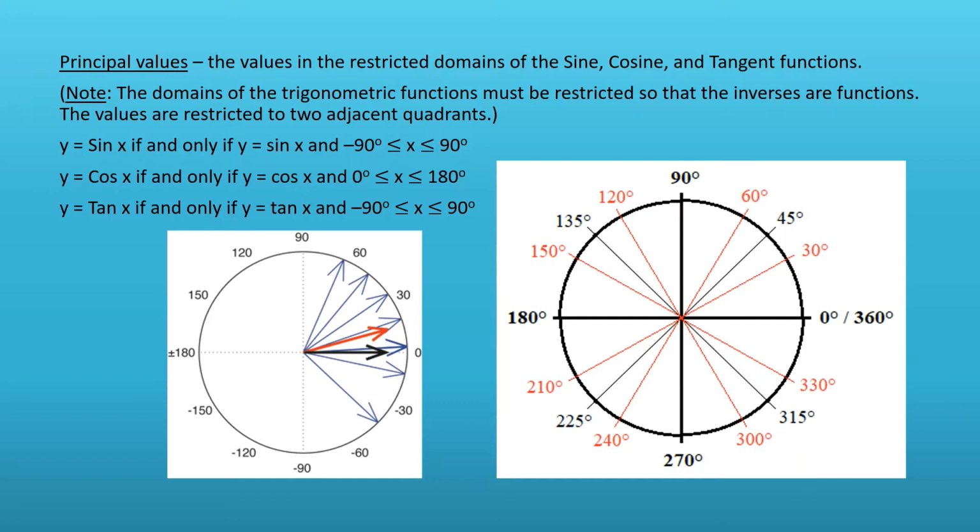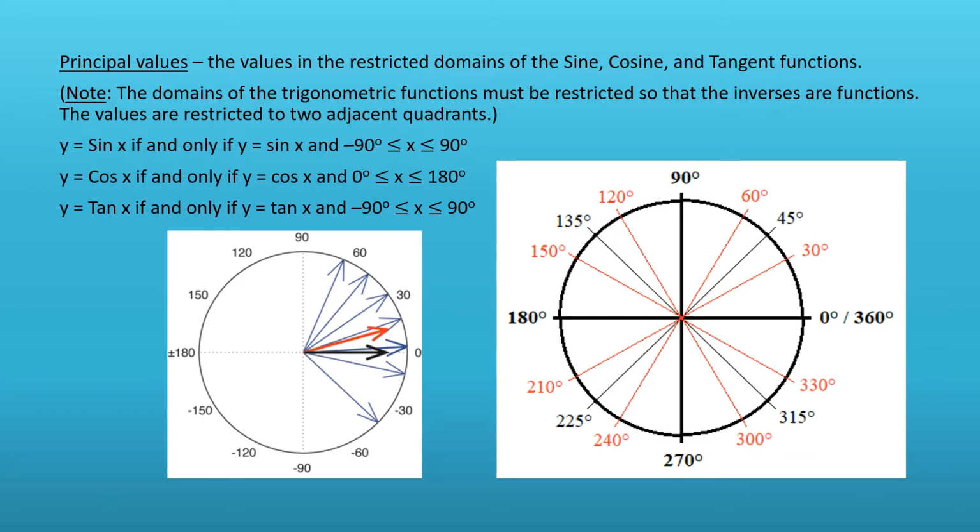So if you have the equation y equals sine of x, that can be graphed if and only if y equals sine of x, and here's the boundary, negative 90 degrees is less than or equal to x, which is less than or equal to 90 degrees, which means your values have to be between negative 90 and 90. Now, where's negative 90 and 90 on the unit circle? Here you have a unit circle, negative 90 is down here at the bottom, and positive 90 is up here at the top. So the inverse sine function is going to be restricted to quadrant 4 and quadrant 1.